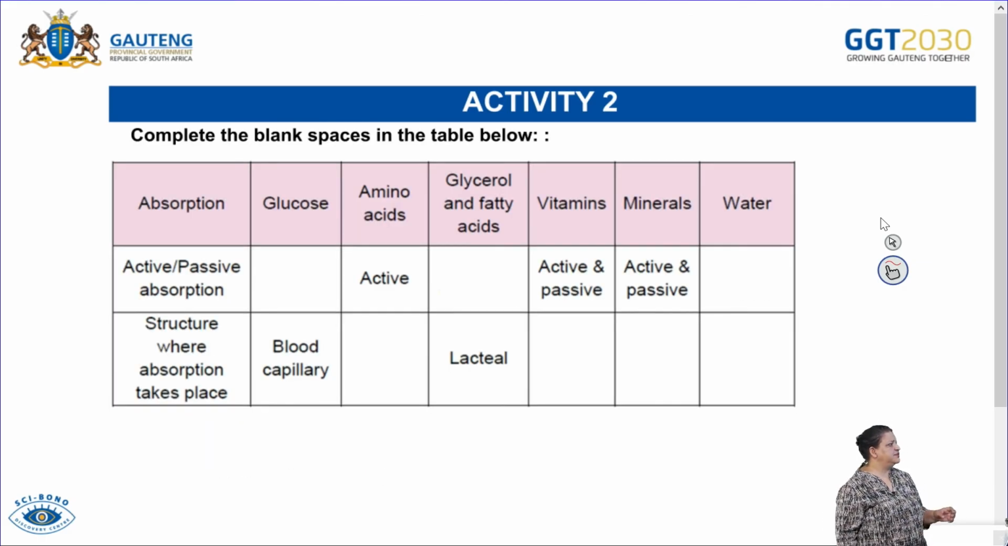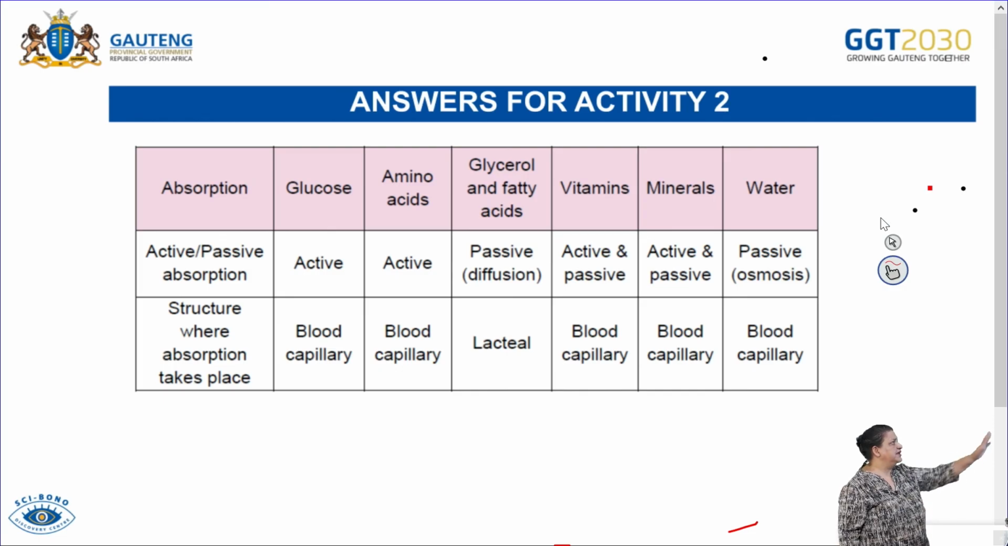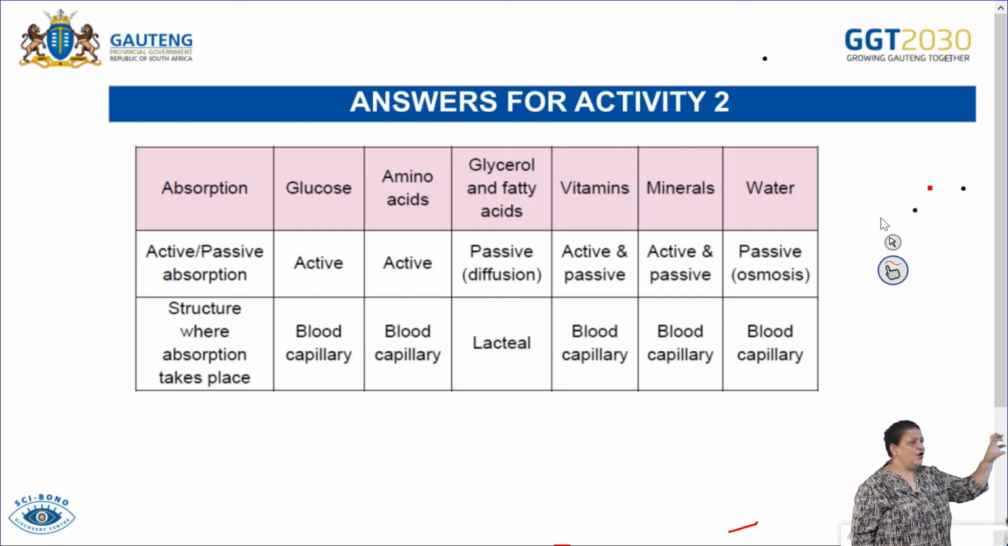This is an activity whereby you can just look at it here now. Same thing what we've done before. The glucose is actively absorbed into the blood capillary. It's just consolidating everything. Amino acids need energy. They're actively absorbed into the blood capillary. Fatty acids and glycerol, because of bile salts, they'll be passively absorbed into the lacteal. Bile salts assist in the diffusion of the fatty acid into the lacteal.